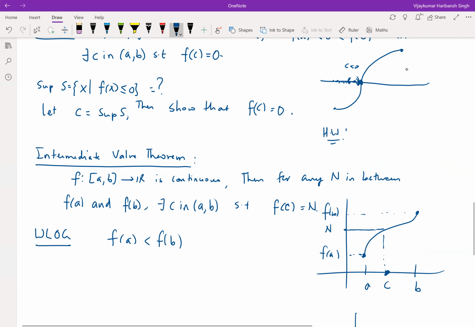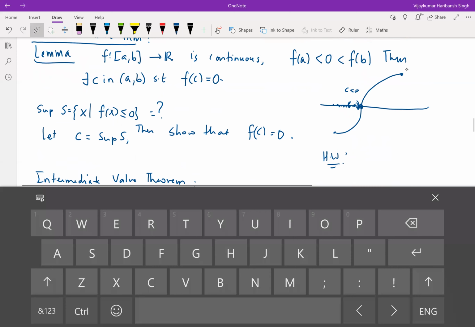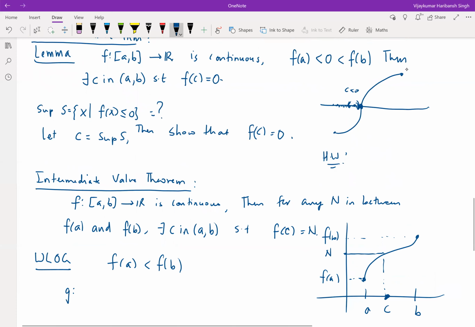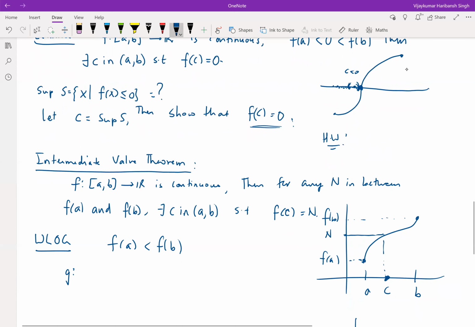Now what you do is you define a new function g. You want to convert this f(c) equals n into some function where it becomes 0, because for that we have the previous lemma. So I'll consider the function g from [a,b] to R again, and I'll take g(x) equals f(x) minus n.